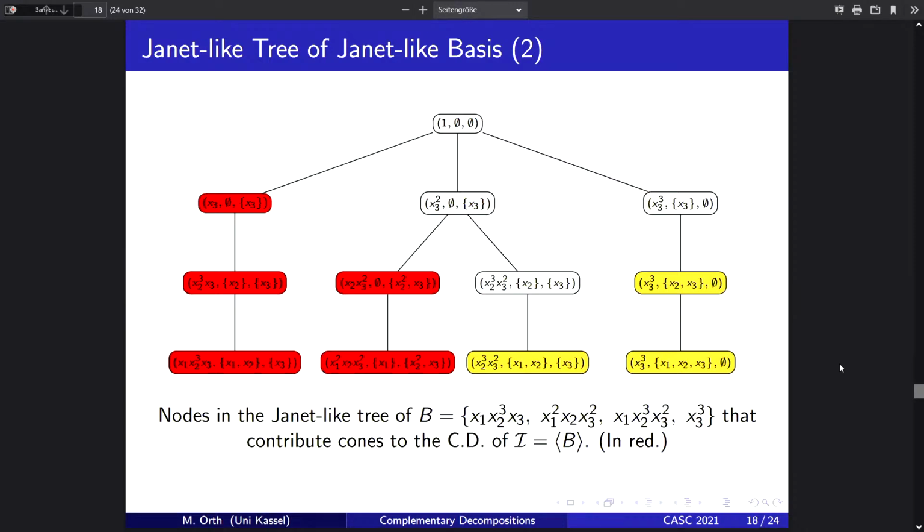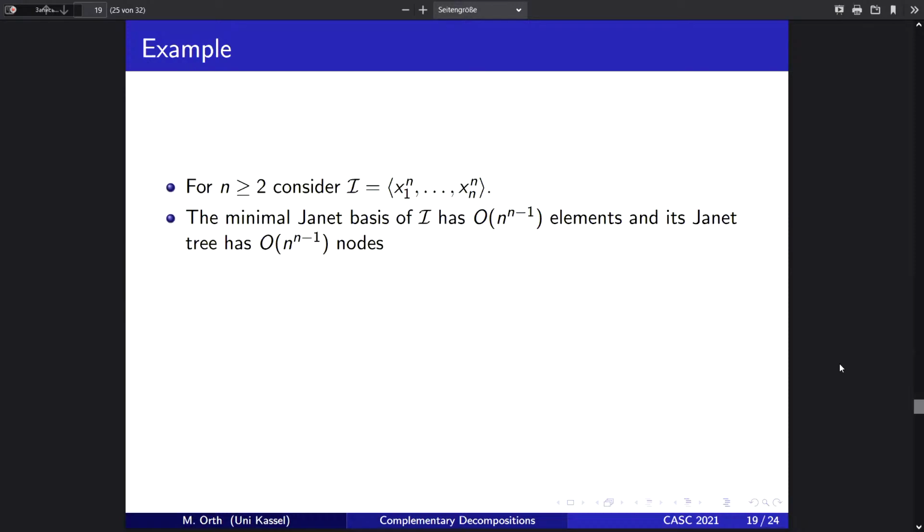So all of this in this example does not seem to be so relevant because it's only 2 nodes left or something. But in general, especially when the degrees get high, as I mentioned already, the complexity of the Janet basis is high when maximal degrees are high, and in such cases, the Janet-like division and tree really is a marked improvement.